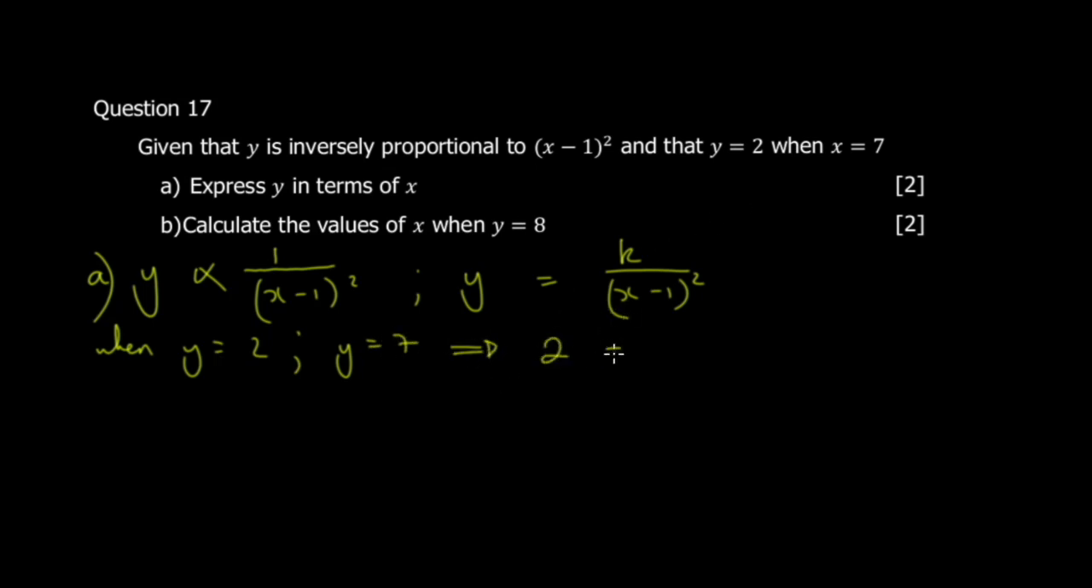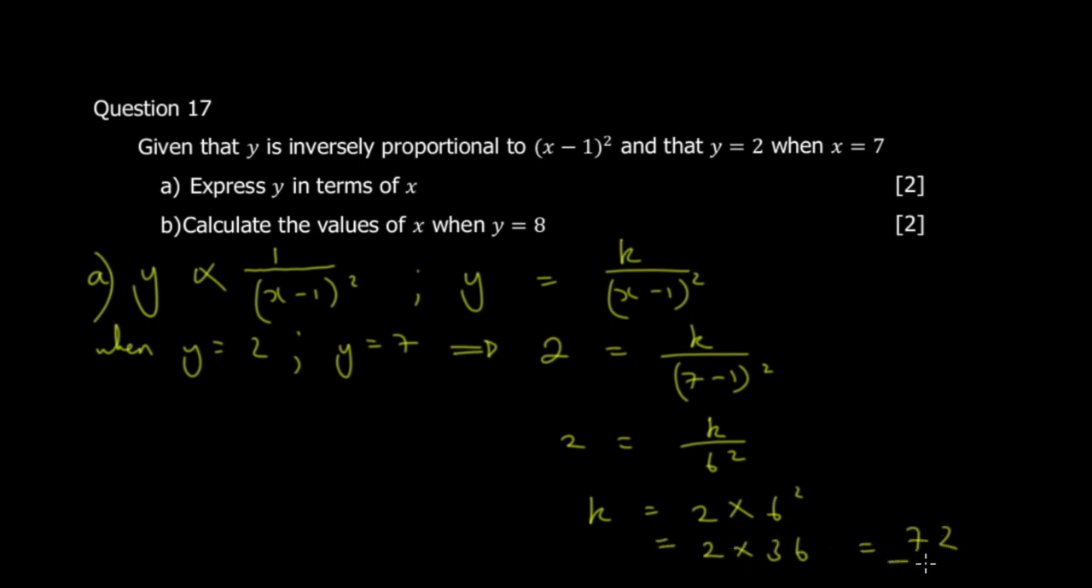Then you have 2 equal to k by (7 minus 1) squared. Okay, so I have 2 equal to k by 6 squared here. So k equal to 2 times 6 squared, multiplying both sides by 6 squared. Which is equal to 2 times 36, which is equal to 72 here.